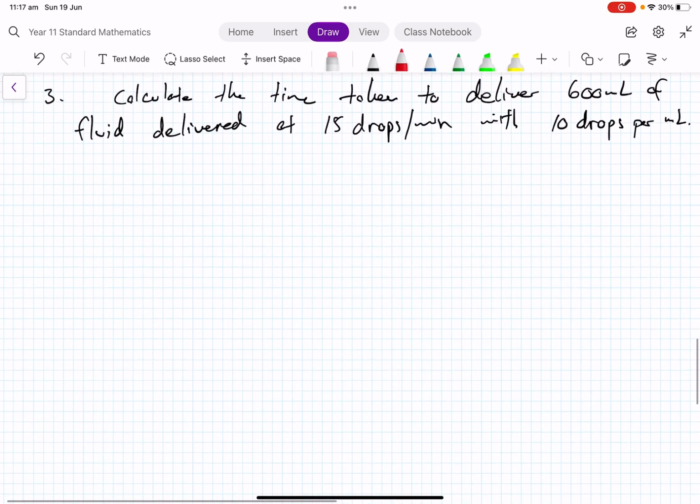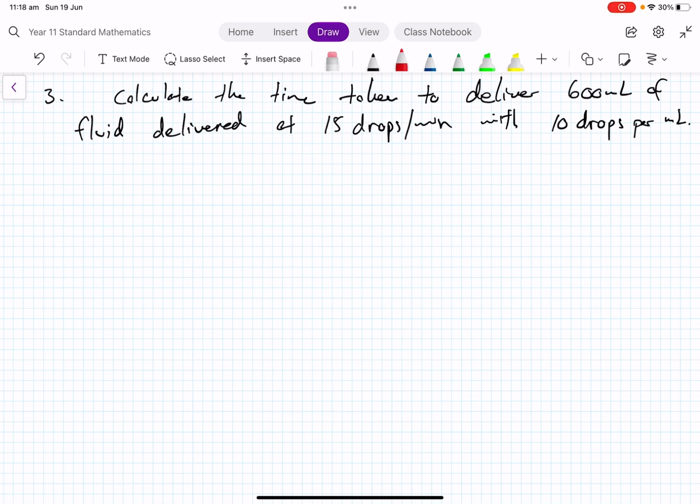Last one. Calculate the time taken to deliver 600 milliliters of fluid delivered at 15 drops per minute with 10 drops per milliliter. And I need to deliver 600 mils. Now we're going the other way. So we want to first think, how many drops are there in 600 mils? Once we work that out, we can do all the calculations we need.